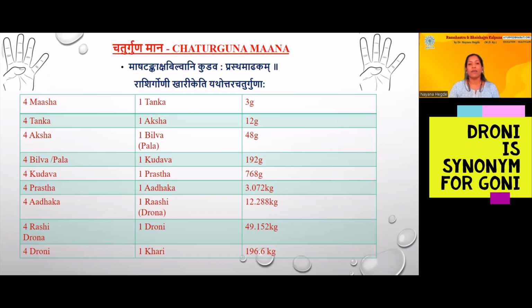For the metric equivalent, we have to multiply by 4. 1 tanka is 3 grams, 1 aksha is 12 grams, 1 bilva or 1 pala is 48 grams, 1 kudava is 192 grams, 1 prastha is 768 grams, 1 adaka is 3.072 kg, 1 rashi or drona is 12.288 kg, 1 droni is 49.152 kg, 1 khari is 196.6 kg.